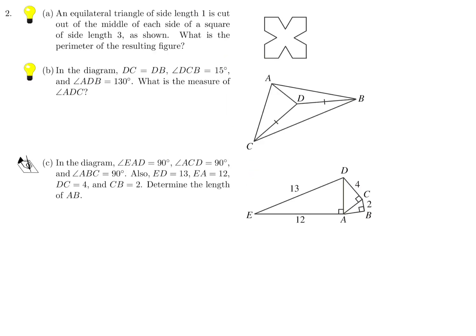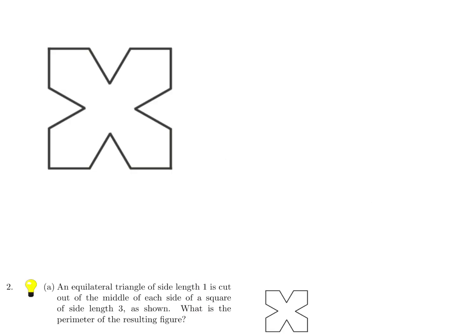An equilateral triangle of side length 1 is cut out of the middle of each side of a square of side length 3 as shown. What is the perimeter of the resulting figure? Well, the whole square has a side length of 3, and the triangle has a side length of 1. So that means that this is 1, and so is this, and so is this, because it's equilateral.